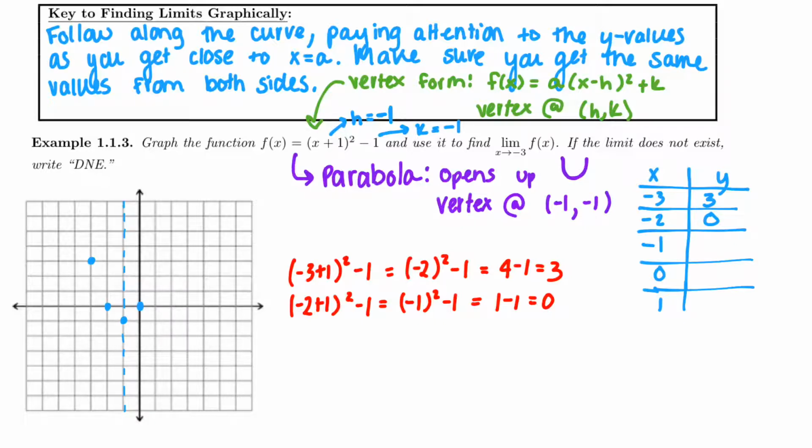So if you plug in -1, that's the vertex. So the vertex already has a y value of -1. We already knew that. But 0, these guys right here, because they are an equal distance from the vertex on either side, they're going to have the same y value. And same thing with these guys, because -3 and 1 are the same distance from -1. It's like this point gets flipped over the axis.